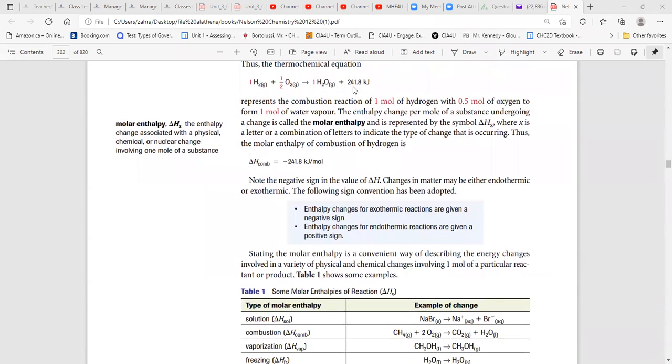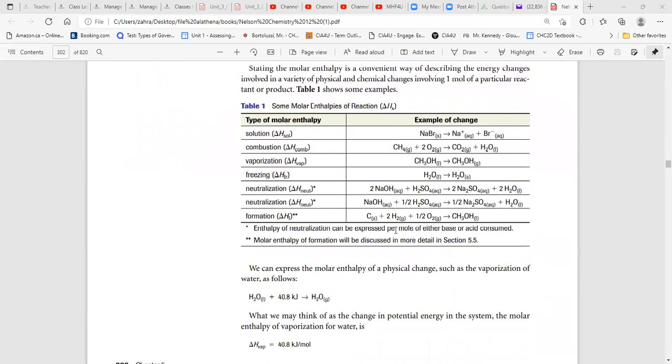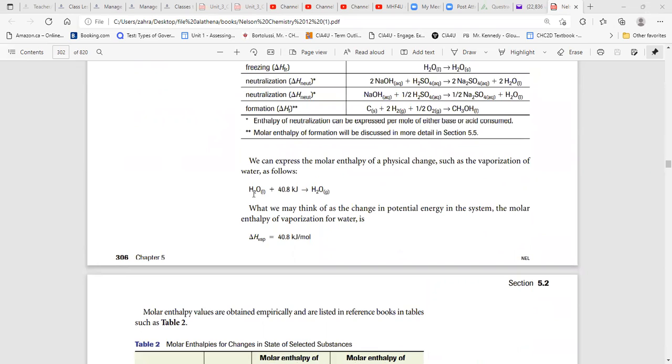When it is exothermic, meaning heat is produced, the molar enthalpy or the energy released will be negative. For endothermic, when the energy is absorbed, the delta H molar enthalpy will be positive. H2O liquid turned to gas needs energy to vaporize, right? It's going to be endothermic. When the energy appears on the left side, it would be endothermic. So the delta H for this vaporization is going to be 40.8 kilojoule per mole.